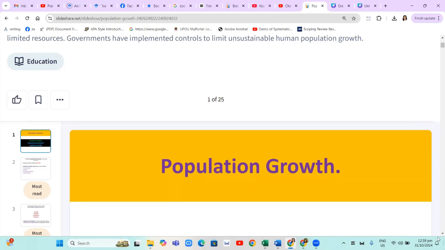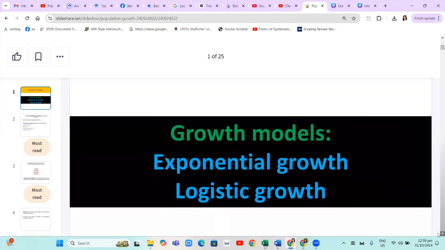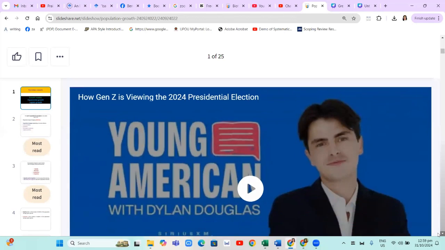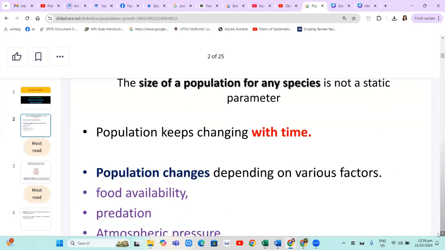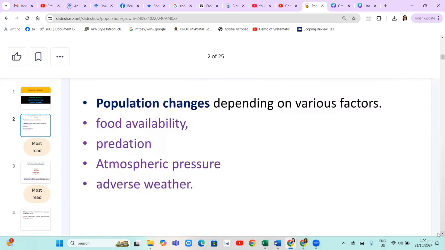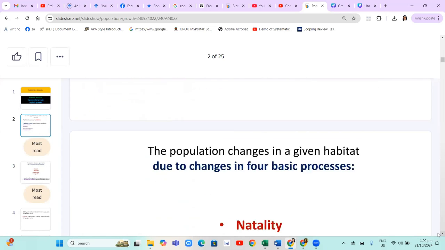Population growth. Growth models: exponential growth and logistic growth. The size of a population for any species is not a static parameter. Population keeps changing with time. Population changes depending on various factors like food availability, predation, atmospheric pressure, and adverse weather.